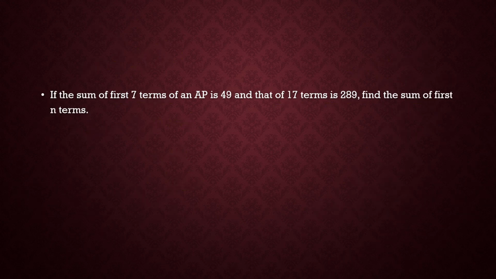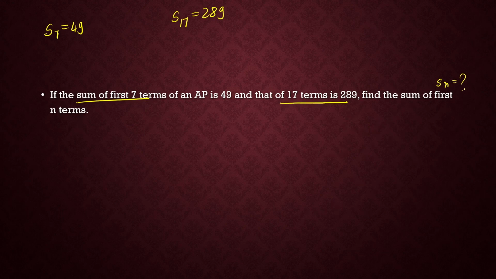If the sum of first 7 terms of an AP is 49, S7 is equal to 49, and that of the first 17 terms is 289, so S17 is equal to 289, find the sum of first n terms of an AP. It asks you to find Sn. So for that you need to find a and d.